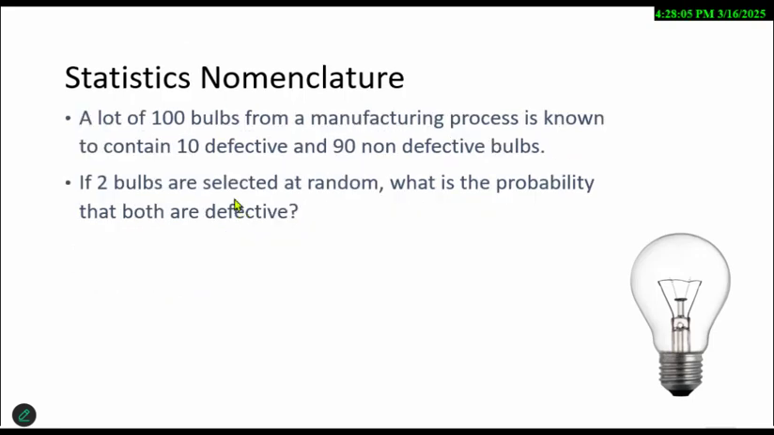But it's an exponential. Here we're going to have 100 bulbs from a manufacturer. It contains 10 defective, 90 non-defective, so same percentage as last time. Now I'm going to select 2 bulbs at random. What's the chance that both are defective? Well, it's a 1 out of 10 chance on the first one.